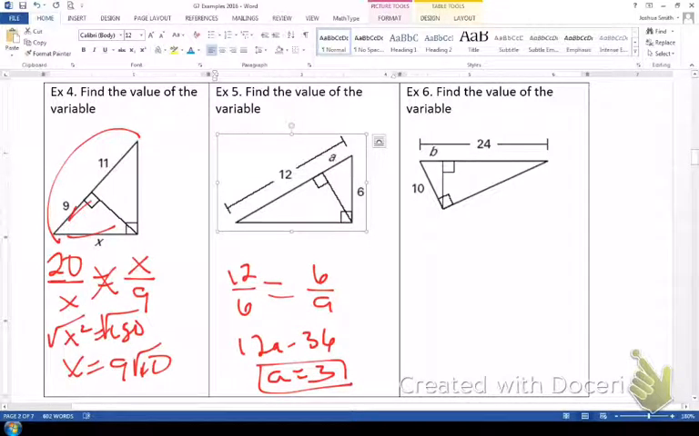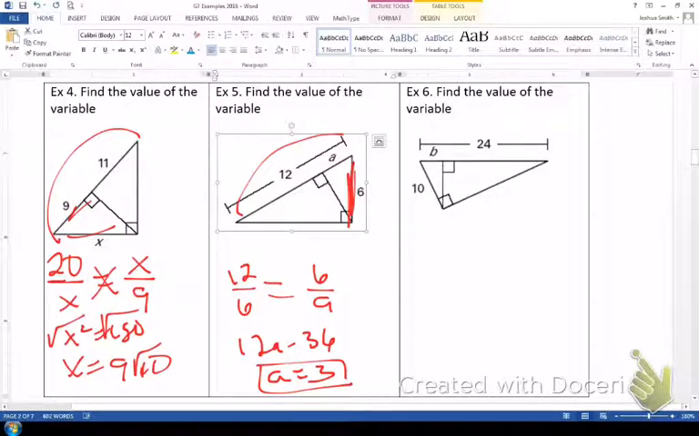Okay? Did you set this up? The leg is the geometric mean. So this leg that we're going to do this for is this one right here. So 6 goes in the up diagonal of the whole hypotenuse, which is 12, and the adjacent piece, which is A. So that's why the proportion looks the way it does. Hopefully that makes enough sense.